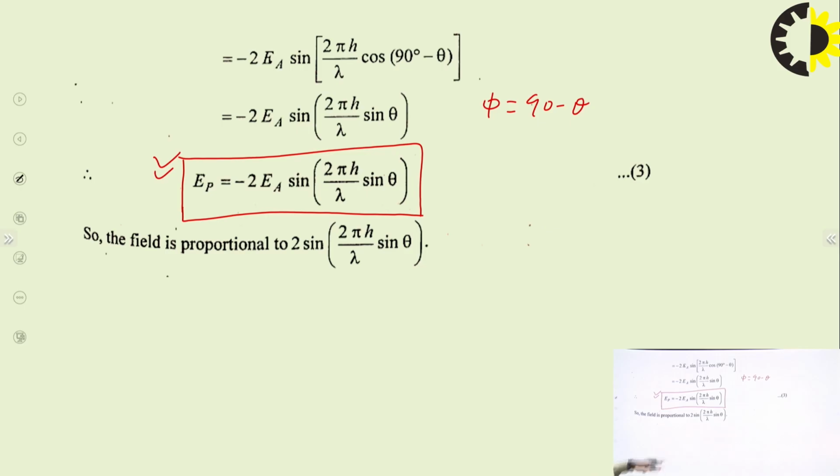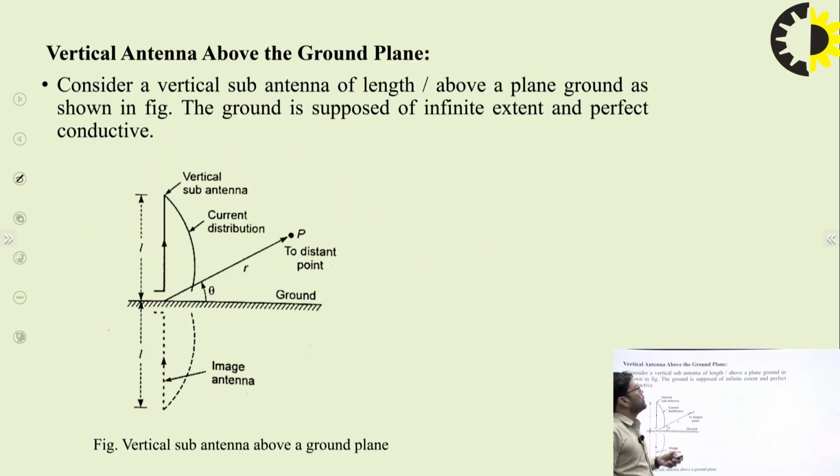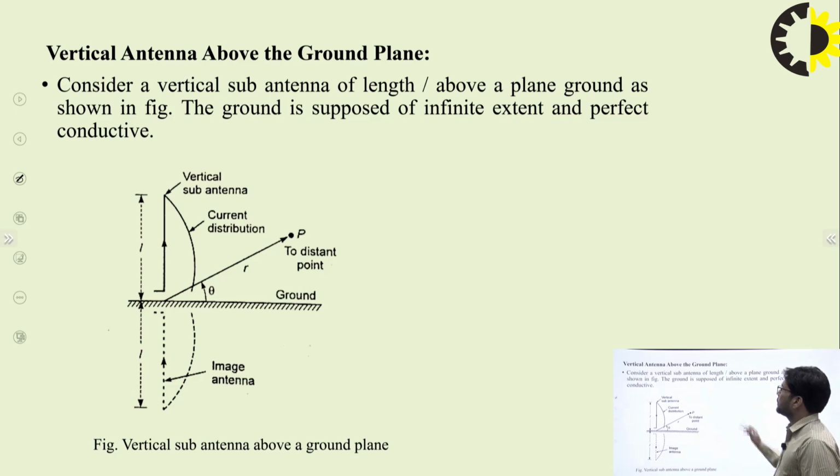So you can see, for the horizontally placed antenna above the ground plane, the field variation is sinusoidal by nature. So this is the resultant electric field, which we get after some mathematical calculations. So the next part is the vertical antenna above the ground plane.